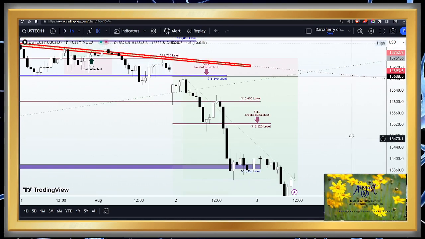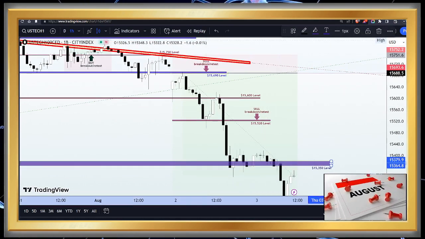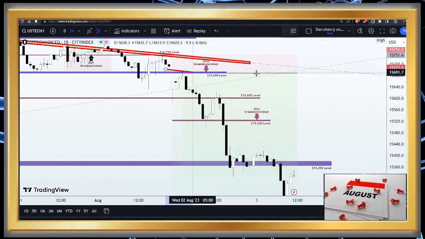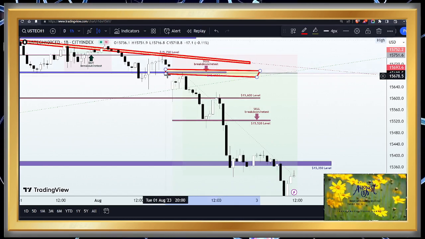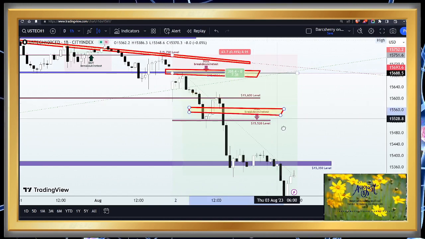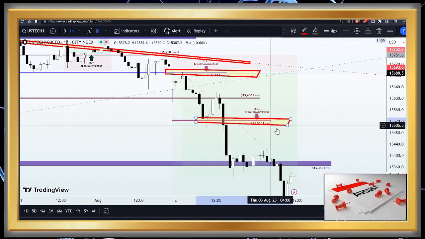Remember, we identify key levels. Remember, we had levels at the 15,690, which welcomed our first sell position for the week, as you will see here. Then we had the second position triggered at the breakdown of the 15,520. This was right here on Wednesday's trading session.